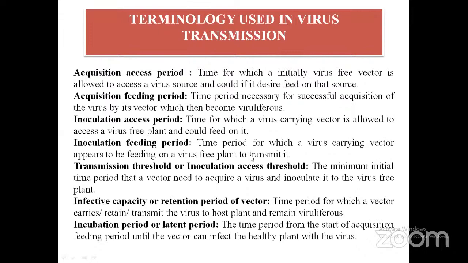to transmit it. Transmission threshold. The minimum initial time period that a vector needs to acquire a virus and inoculate it into the virus-free plant is called the transmission threshold. Infective capacity, which we generally take into consideration, is the retention period of a vector. That means for how much time it can remain viriliferous. By definition, it is the time period for which a vector carries, retains, or transmits the virus to the host plant and remains viriliferous.